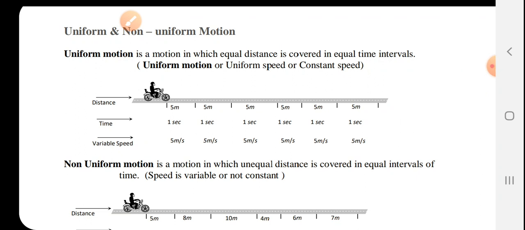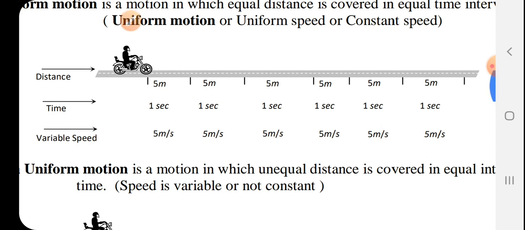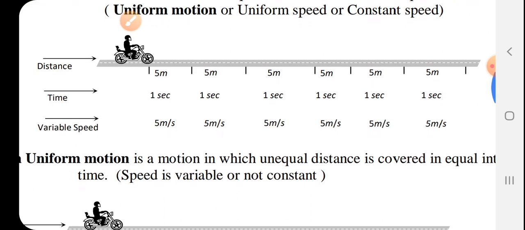Students, uniform motion is a motion in which a particle covers equal distance in equal time intervals. For this, the speed of the particle remains the same, so this is also known as uniform speed or constant speed. In the given example, the motorcyclist covers equal distance, that is 5 meters, in every 1 second. So the speed of the particle, or the motorcyclist, is 5 meters per second.